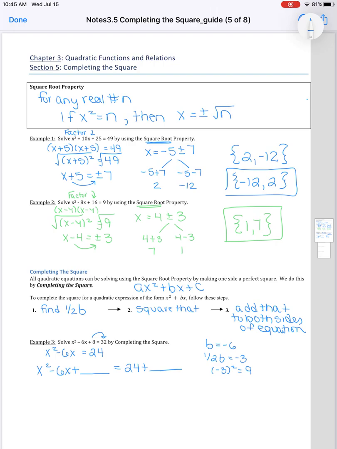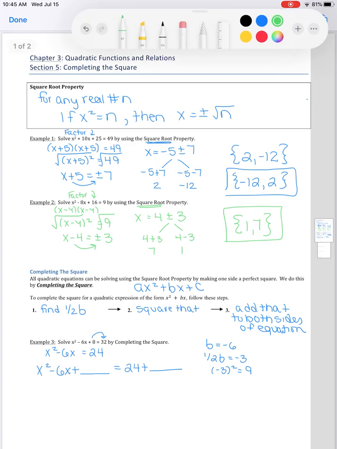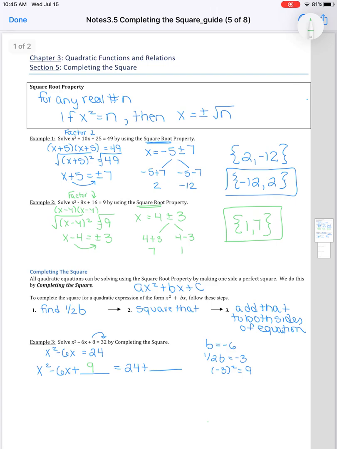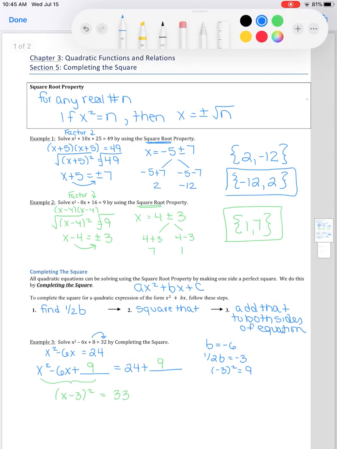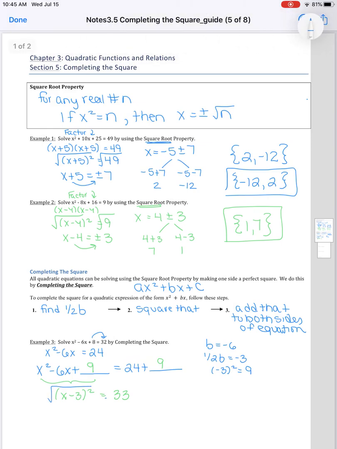So this is where our steps come in. b in this case is the number in front of the x, which is negative 6. So half of b is negative 3. And then negative 3 squared is a positive 9. That positive 9 is now going in the blanks, so we are adding 9 to both sides. Now you are going to find the left side is a perfect square: x minus 3 times x minus 3, which is x minus 3 squared, equals 33.